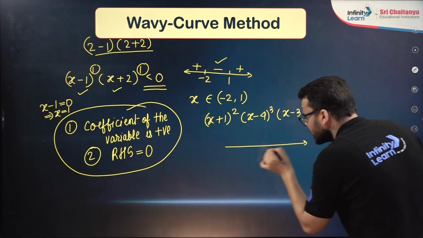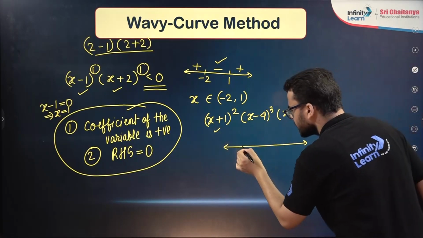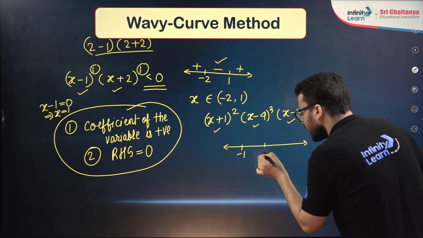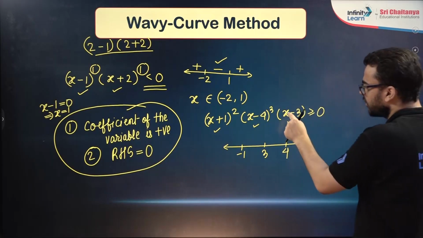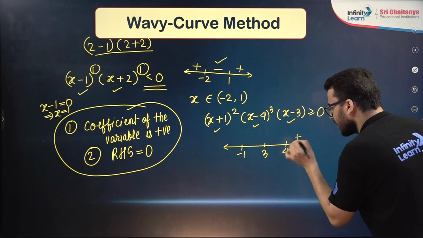I will plot the zeros of each of these polynomials. Zero of this is minus 1, zero of this is 3, zero of this is 4. So that is 3 and this is 4. Now, as I did say, the coefficient of x is positive in all the cases, so start with a plus sign.